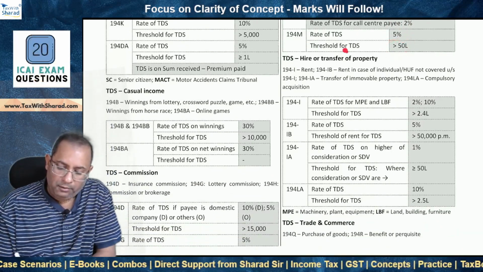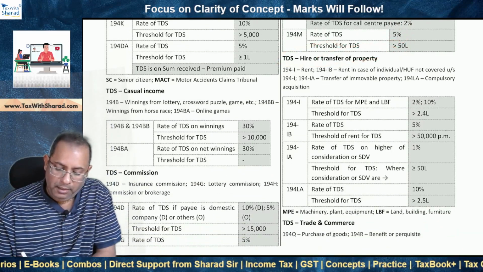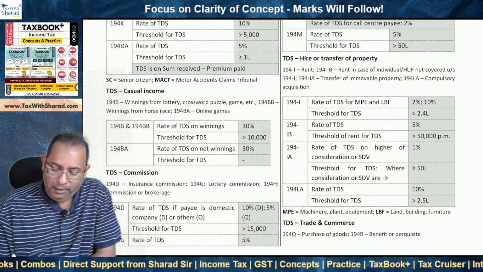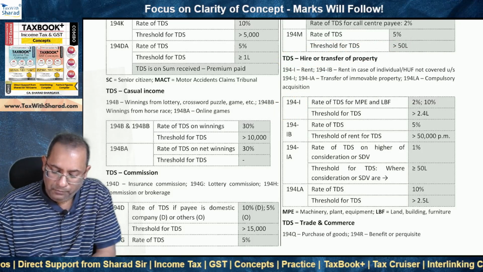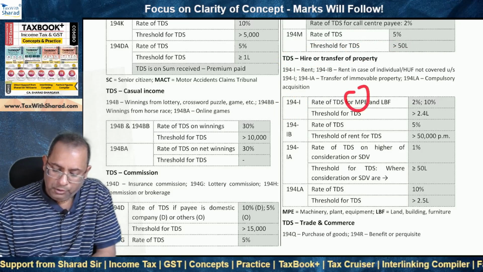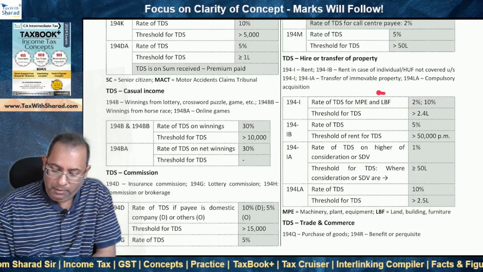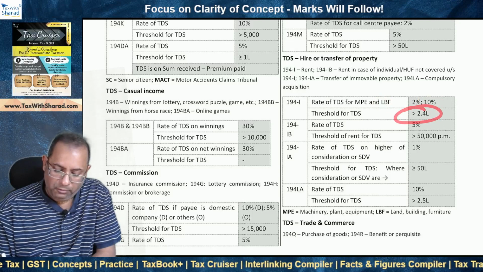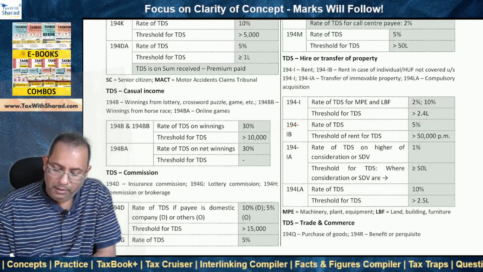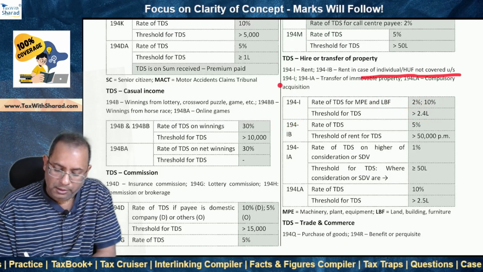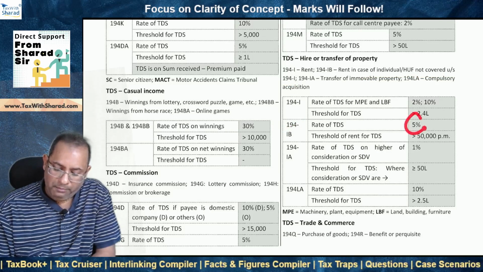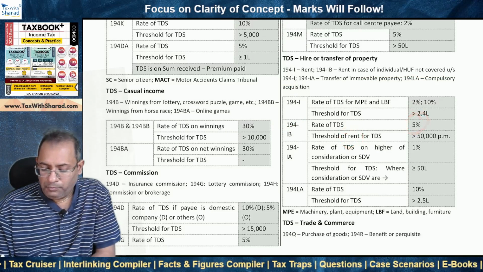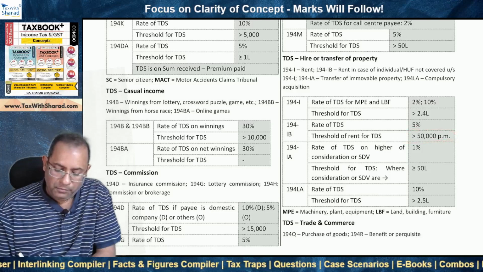TDS in case of hire or transfer of property. 194I applies in case of rent. Rate of TDS for machinery, plant or equipment is 2%. And for land, building or furniture is 10% and threshold for TDS is more than 2.4 lakh. 194IB is rent in case of individual or HUF not covered under section 194I. Rate is 5% and threshold of rent for TDS is more than 50,000 per month.